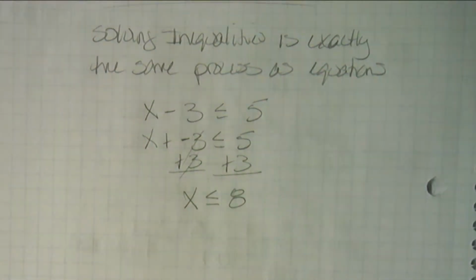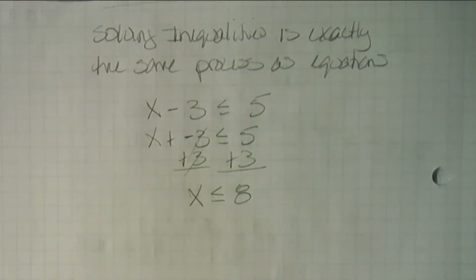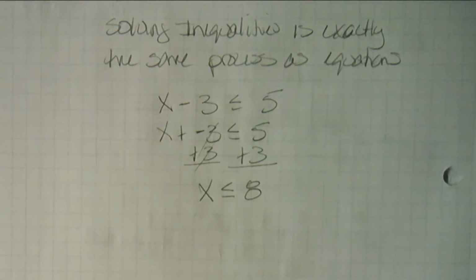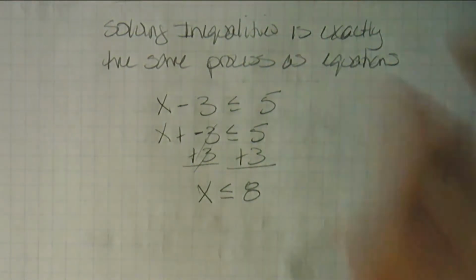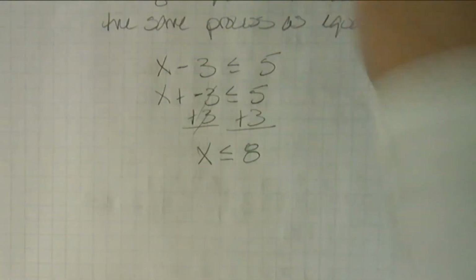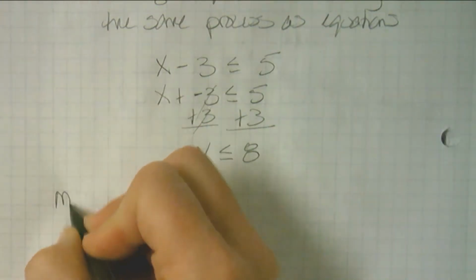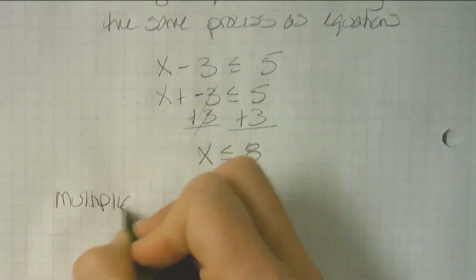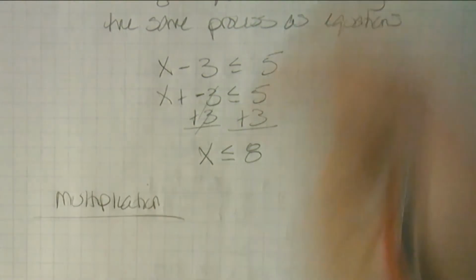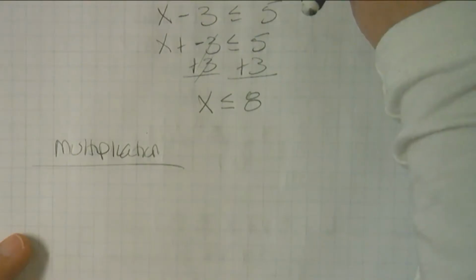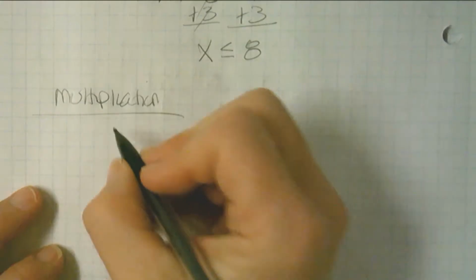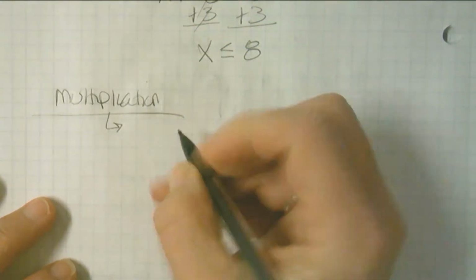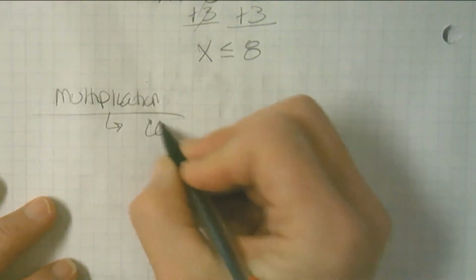So this process is the same whether it's an equation or an inequality. Well, this cannot be said for multiplication or division. All right, so when we have multiplication, let's start with multiplication first. When we have multiplication, one of the things when we talk about multiplication are coefficients.